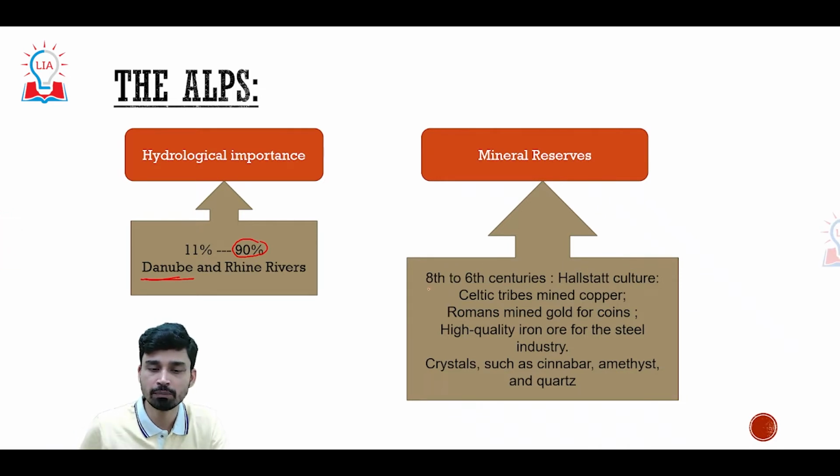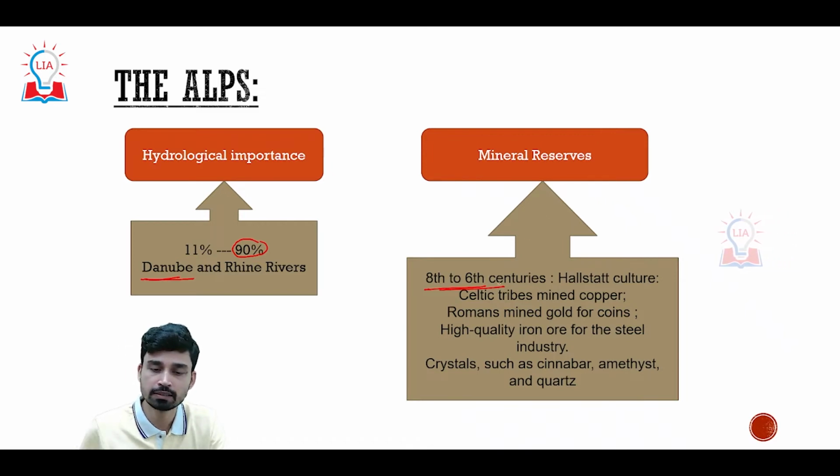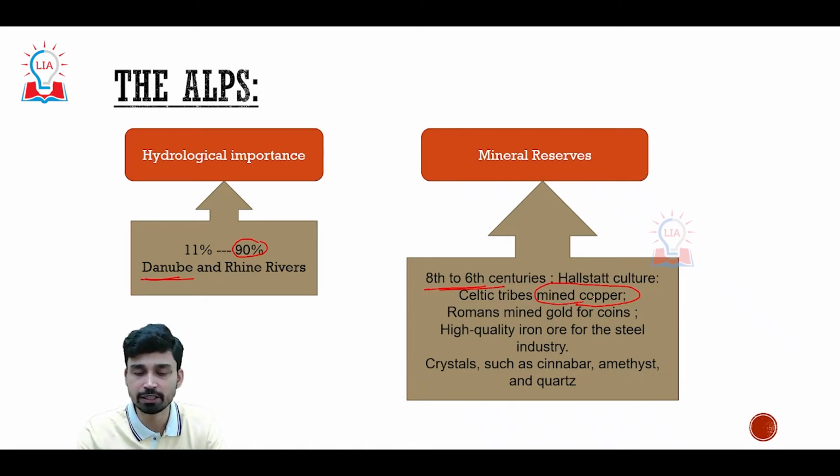For example, between the 8th to 6th centuries, when the region was occupied by people belonging to the Hallstatt culture, this region was used for the mining of copper by the Celtic tribes. Then after that, when the Romans came into this area, they actually found gold in this mountainous region and mined gold for minting of the Roman coins, which were circulated widely all across the world, and even in India we can find the Roman coins today.